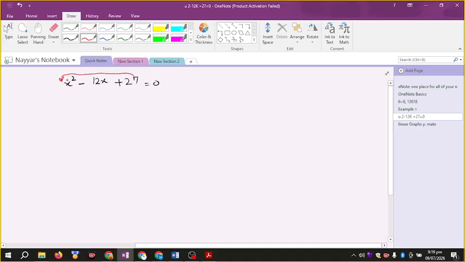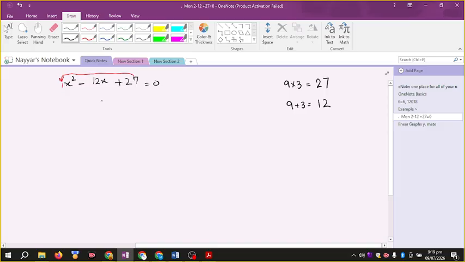Here there is no coefficient, so it means that the coefficient is 1. You have to multiply this. 27 times 1 is 27. Now you will write down the middle term, which is 12. Now you have to find two factors that when you multiply them you get 27, and when you add or subtract you get 12. So you know that the factors are minus 9 and minus 3. Yes, 9 and 3. So when you multiply 9 and 3 you get 27, and when you add 9 and 3 you get 12.